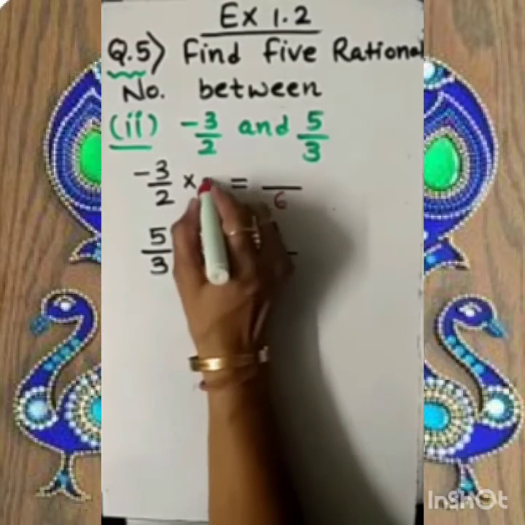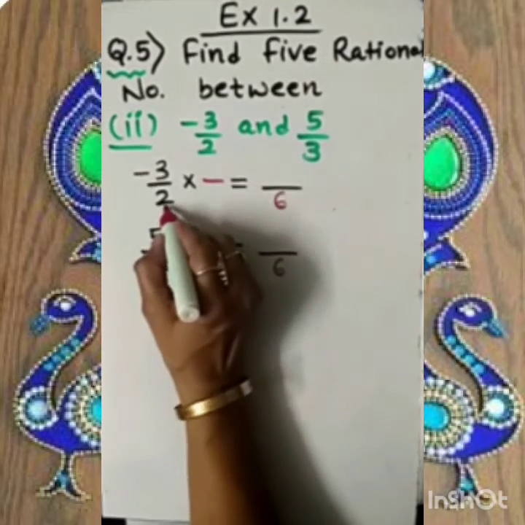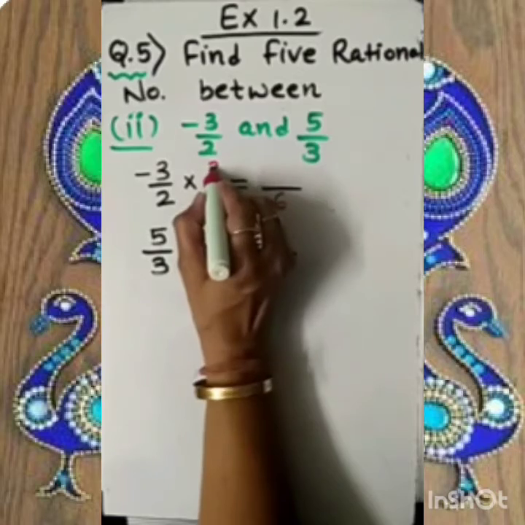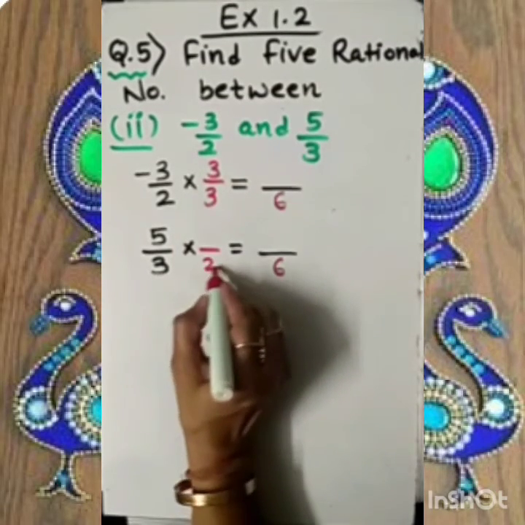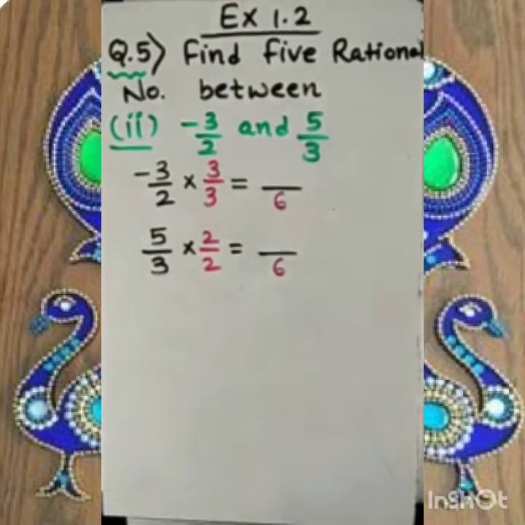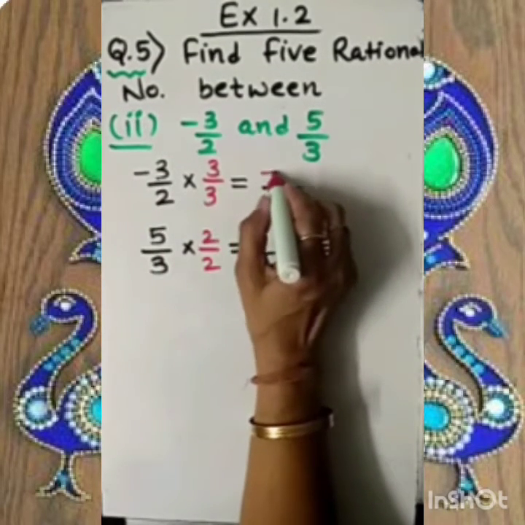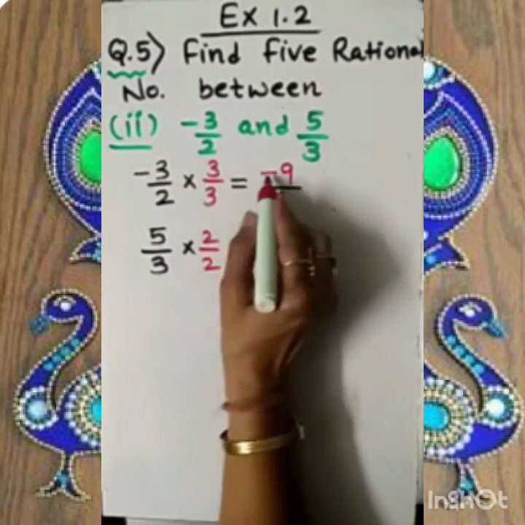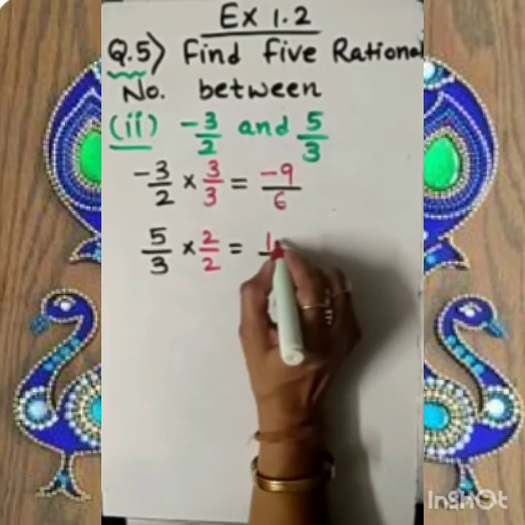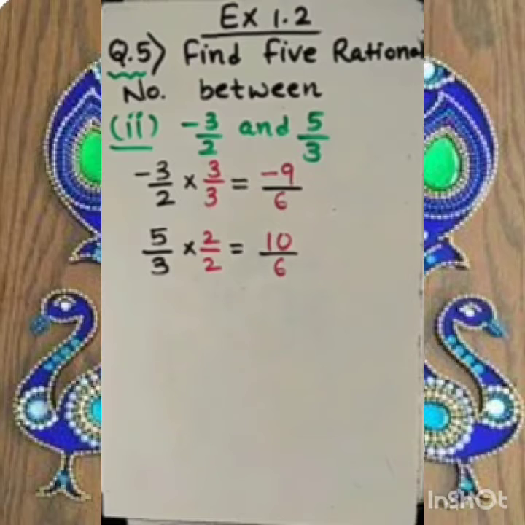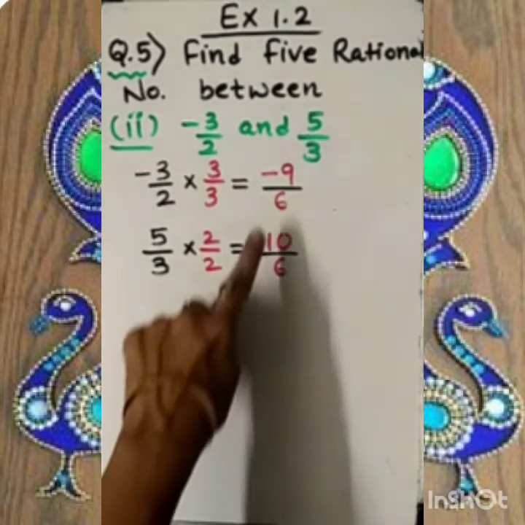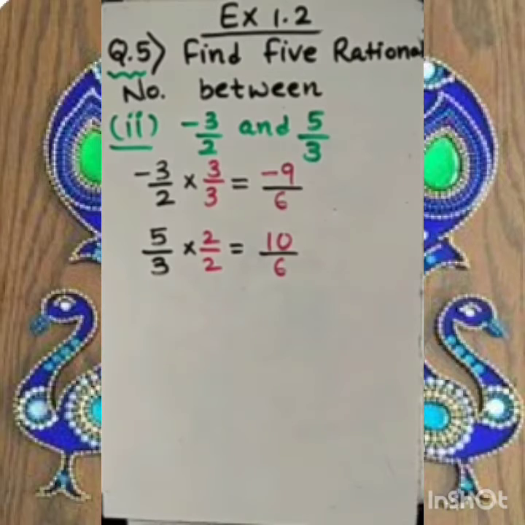So by which number should I multiply and divide? 2 is already there, so here with 3 and this 3. Here 3 2s are 6. So with the same number in the numerator I need to multiply. So in the numerator, 3 3s are 9 along with the minus sign. 5 2s are 10. Now dear student, we can finally say the two rational numbers which we are getting are like fractions because the denominator is the same.